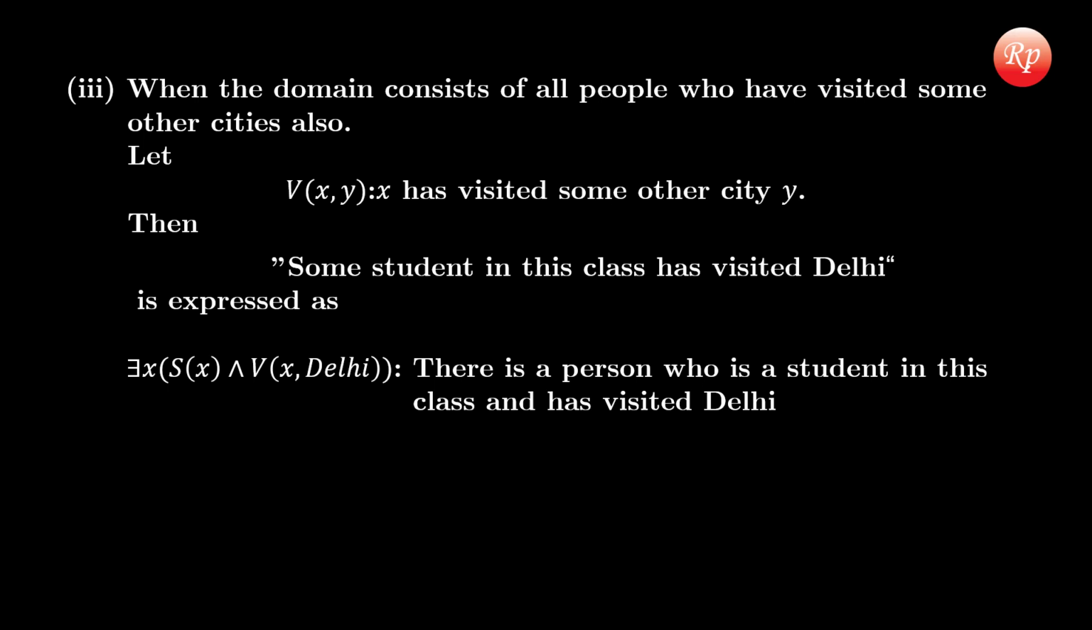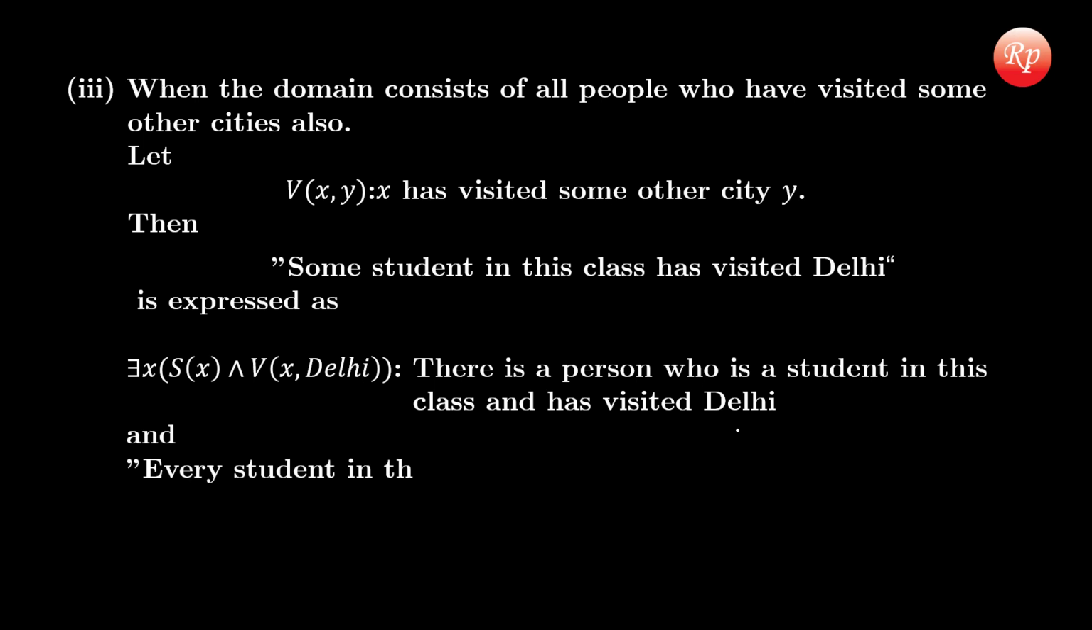Remember, we are using this two place predicate because the person has visited some other cities also. So we have to take one more variable for cities. There is not a single city, there are many cities. Okay, so out of many cities we are interested in Delhi only, so we have written this.